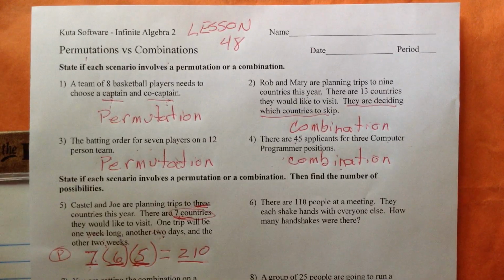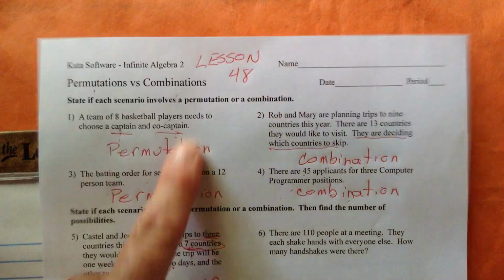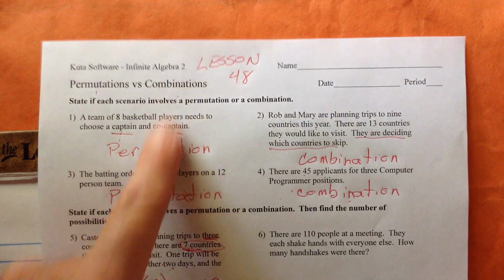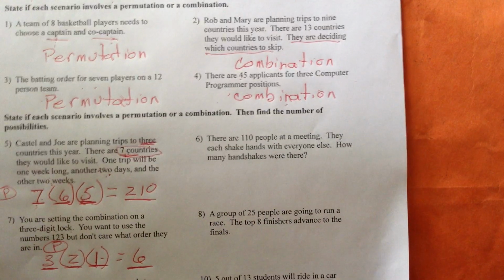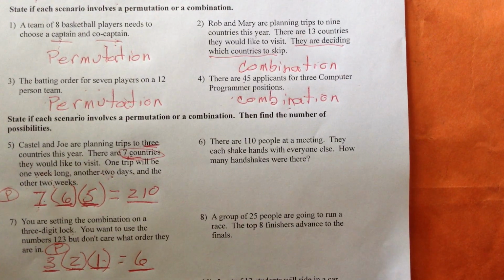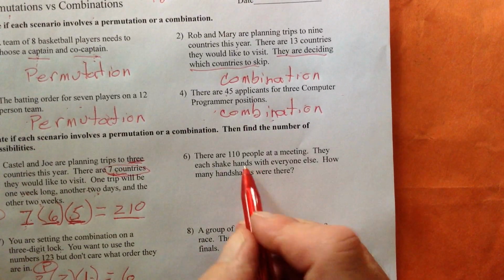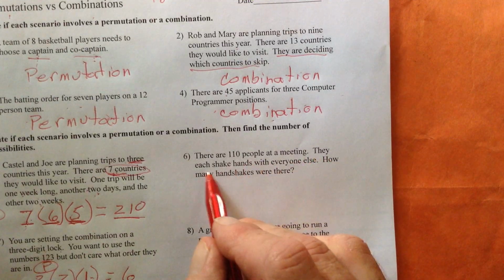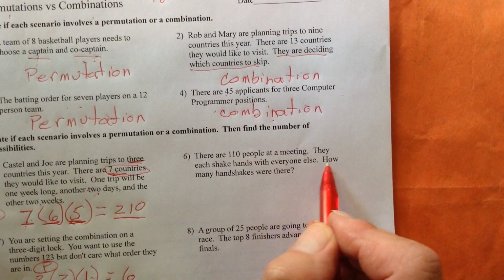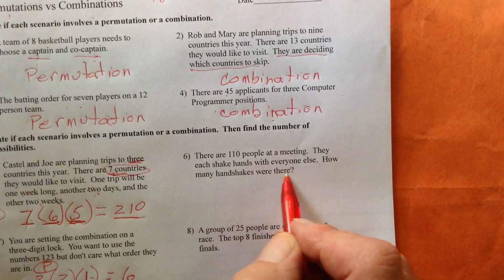Okay, so the last video was looking at permutations. So this one is how do you calculate the number of combinations? So number 6 is a combination where the order doesn't matter. It says there are 110 people at a meeting. They are shaking hands with everyone else. How many handshakes were there?